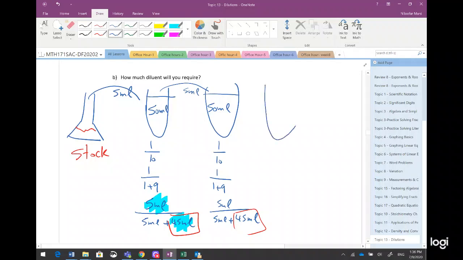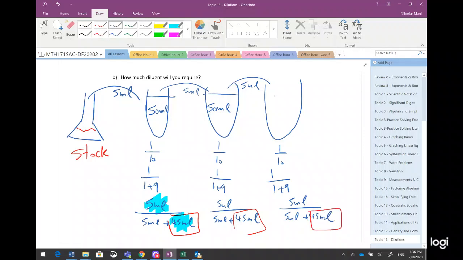Okay, so how about that here? Okay, so another 5 milliliter. Yes, so another 1 over 10, which is 1 over 1 plus 9, which is 5 milliliter over 5 milliliter plus 45 milliliter. This is the last one. Okay, and here I have the last one, which is 50 milliliter.